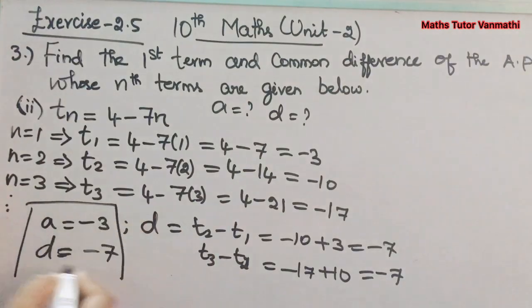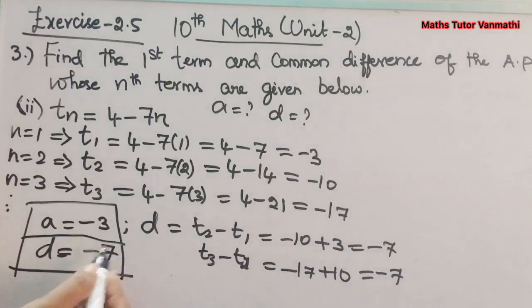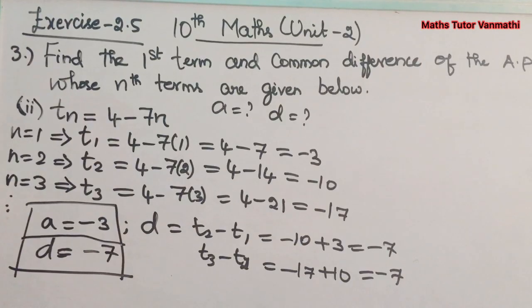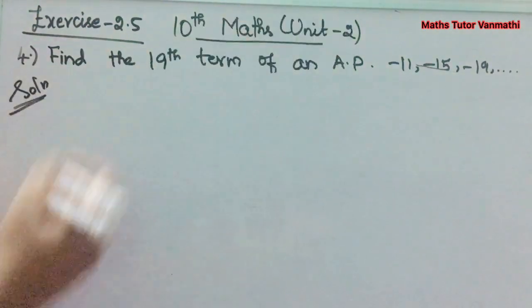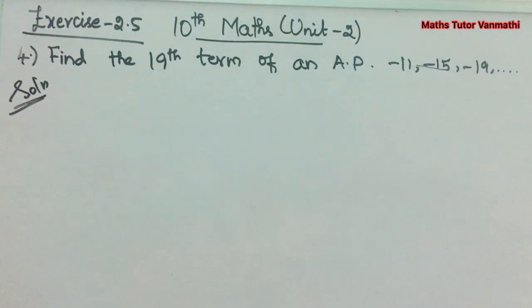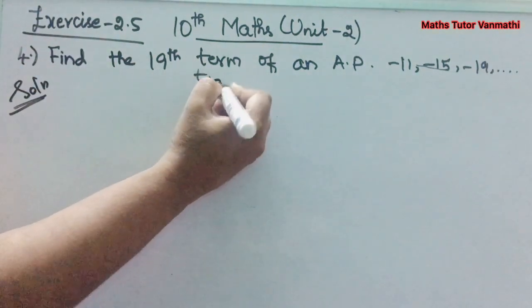First term is your minus 3 and your common difference is your minus 7. Clear? Next problem. Exercise 2.5, fourth problem. Find the 19th term of the AP minus 11, minus 15, minus 19, etc. They have given one sequence, and we are going to find the 19th term, that is your T19.